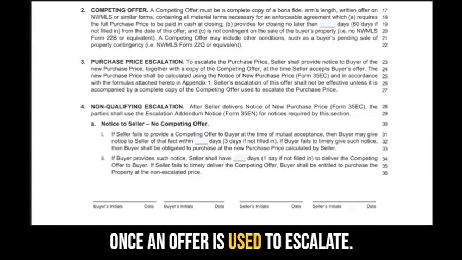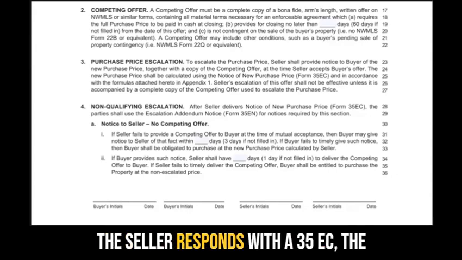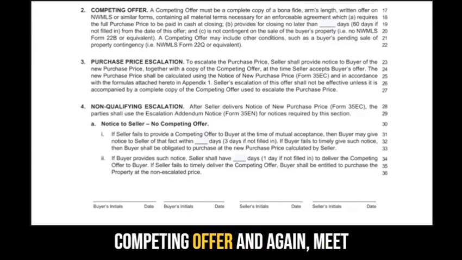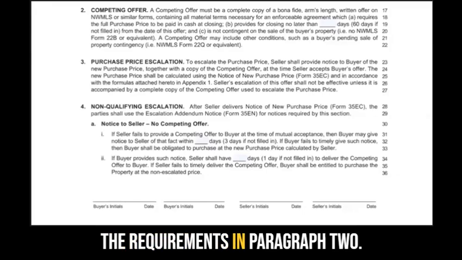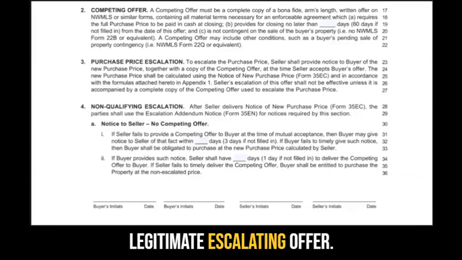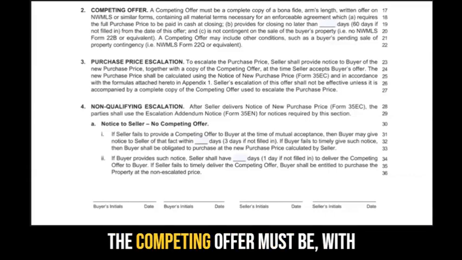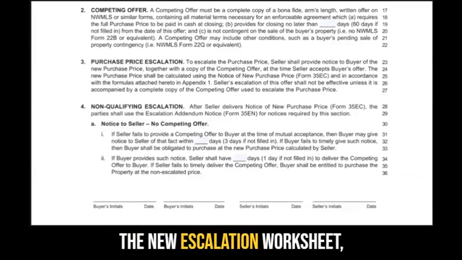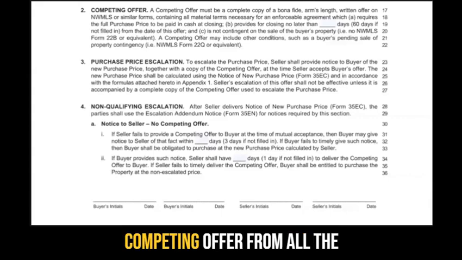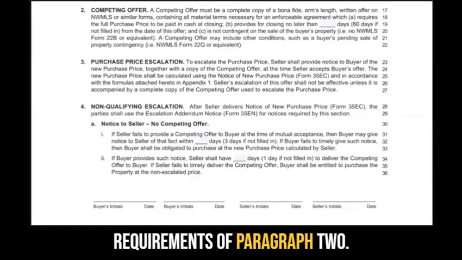Once an offer is used to escalate, the seller responds with a 35EC, the escalation calculation worksheet. It must be delivered with a competing offer and, again, meet the requirements in paragraph 2. This is what makes it a truly legitimate escalating offer. The competing offer must be with the new escalation worksheet. If an escalator is used, then it must be delivered with the competing offer, with all the requirements from paragraph 2.